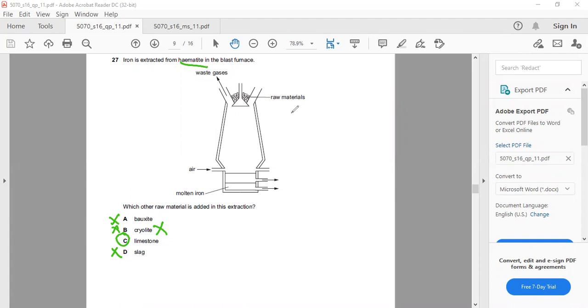What is the raw material? Iron ore, oxygen, limestone, and coke. These are the things added in the extraction of aluminum.